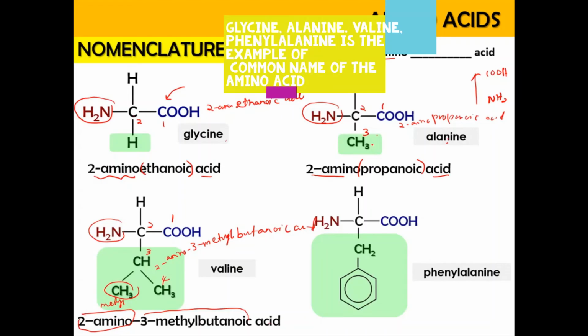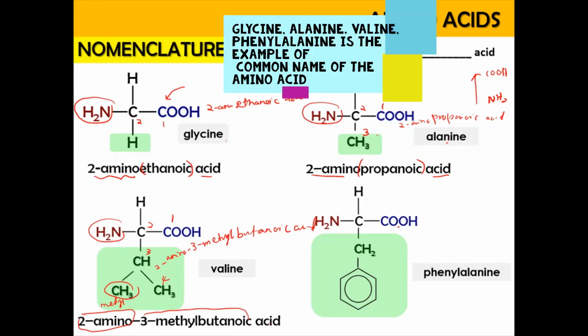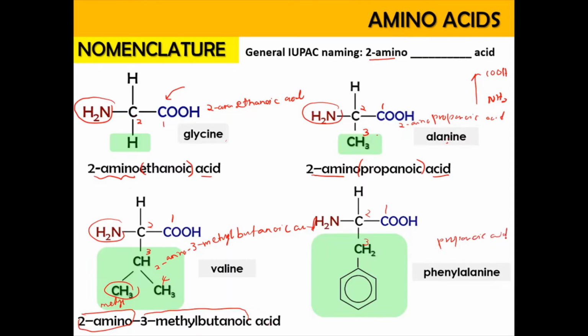Okay, so now let us look into phenylalanine. We have 1, 2, and 3 carbons, so it's going to be a propanoic acid. And at carbon number 3, it's attached with a phenyl group, so it's going to be 3-phenyl. And at carbon number 2, it's going to attach with an amino group, so it's going to be 2-amino 3-phenyl propanoic acid. So we still follow the general IUPAC naming here.